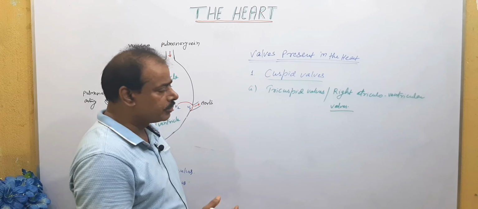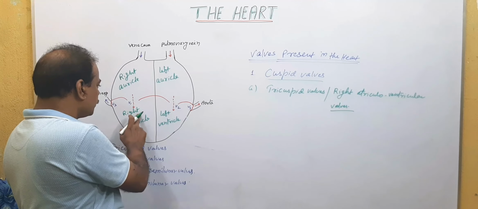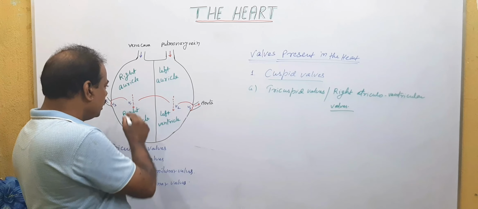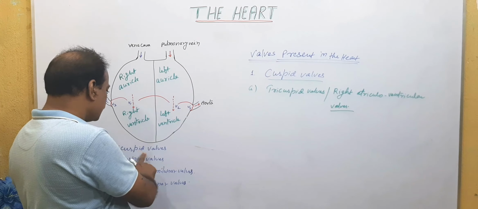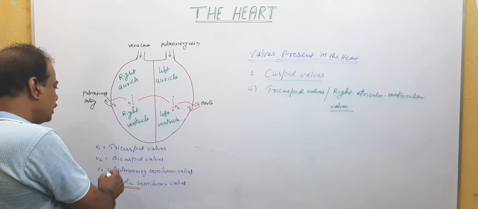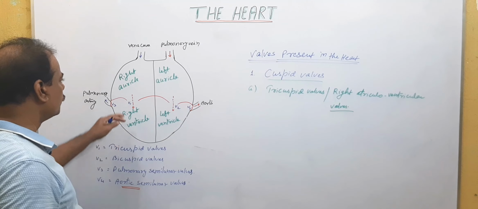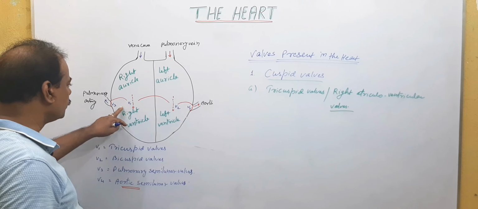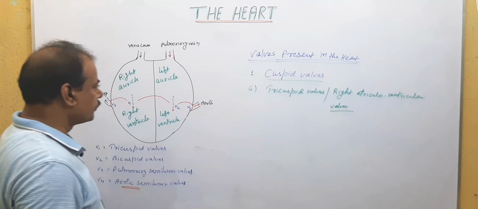So it is located between, here it is right auricle, this one is the right ventricle, and between these two, here V1 means tricuspid valve. So tricuspid valve is located between right auricle and right ventricle, and it regulates blood flow from right auricle to the right ventricle. It is the first one.